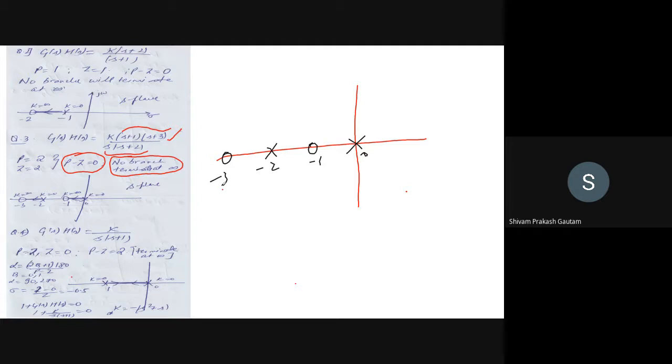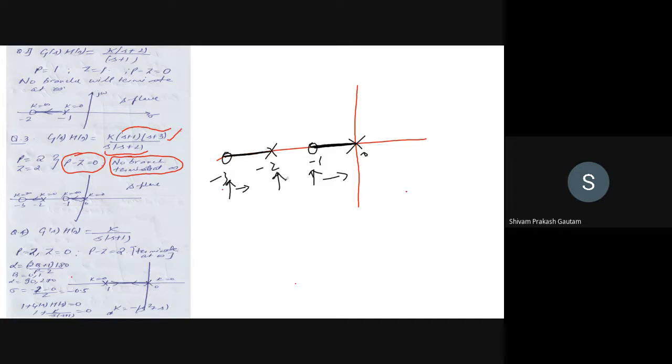And how your root locus branches will look like, when you're observing from here, you can observe to the right hand side. Total number of poles and zeros is 1, which is odd. So that means this will be part of your root locus branch. When you're standing here, observe to the right hand side. Total number of poles and zeros on the real axis is 3, which is odd. So this will be part of your root locus branch.